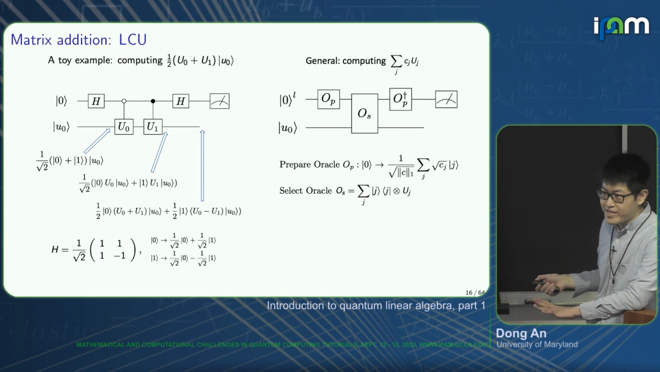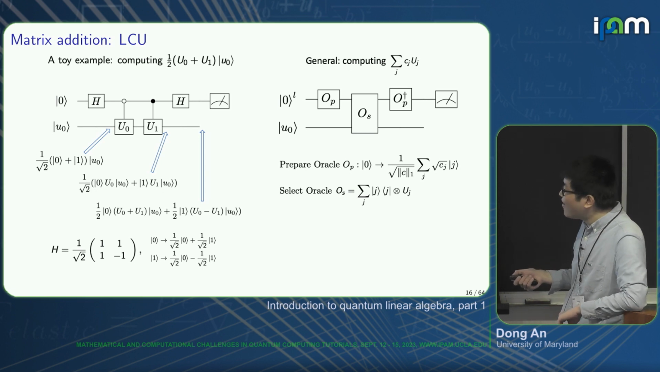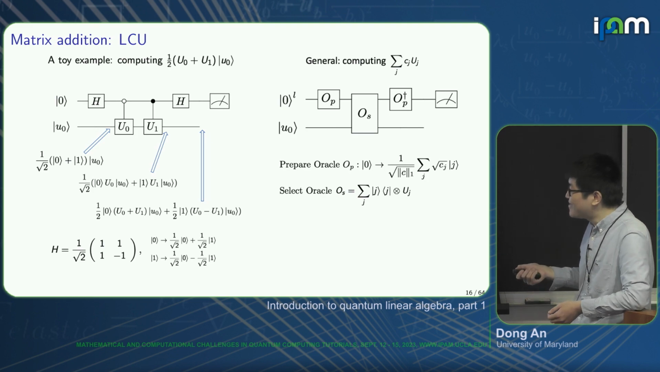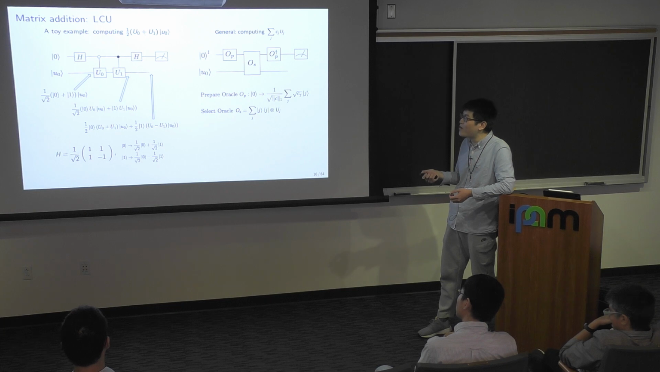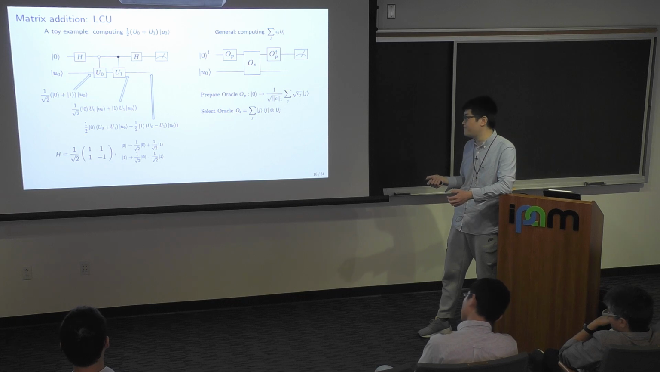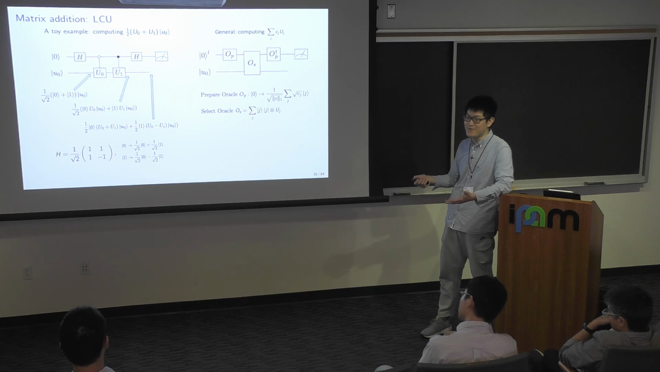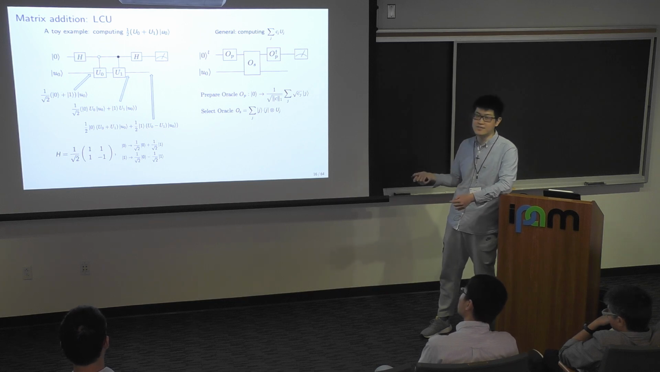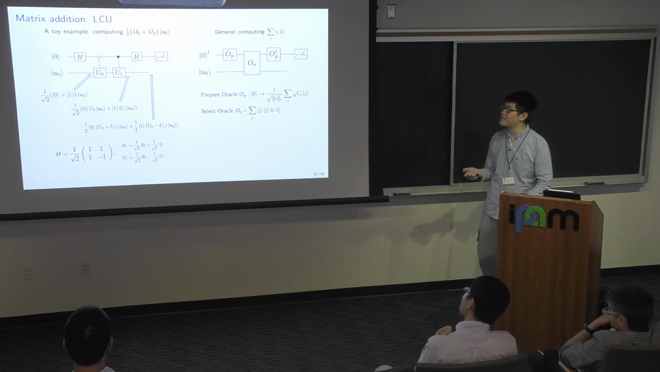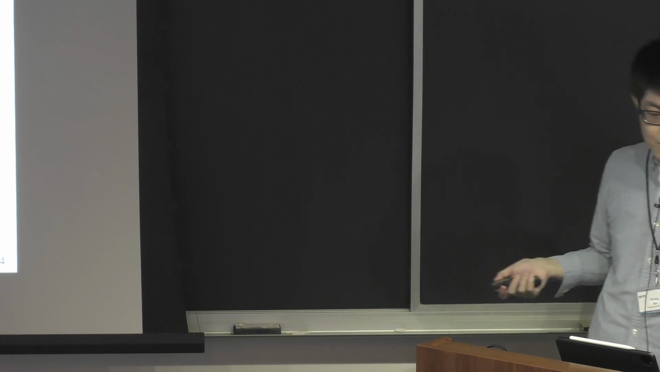After this operation, we can see that now we have something similar to the case when we apply the block encoding, right? When the ancilla is 0, the desired quantum state that we want is the average of U0 and U1, but we have some junk state. And then the last step is to do the measurement. We measure the first ancilla qubit, and if we get 0, then we succeed. If we get 1, we just redo the whole circuit and do the measurement again. OK, this is a toy example of the LCU for combining two unitaries.